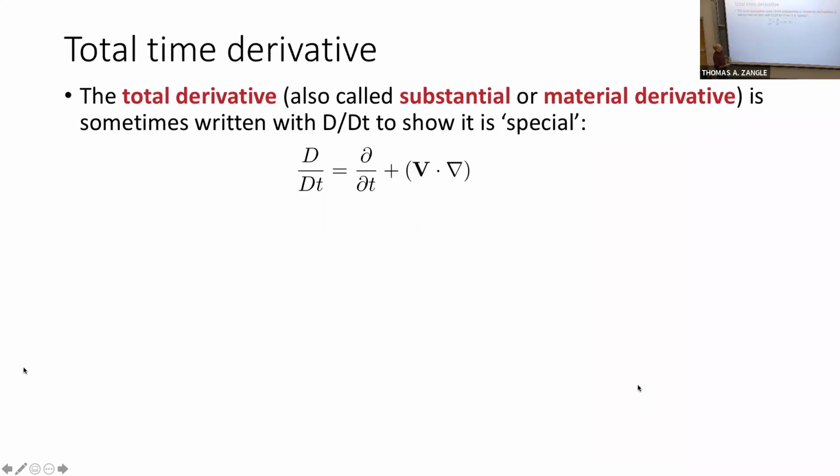So this derivative is sometimes called the total derivative. Sometimes it's called the substantial or material derivative. It's also sometimes written with an uppercase D, uppercase Dt, instead of the non-script d that your textbook uses.